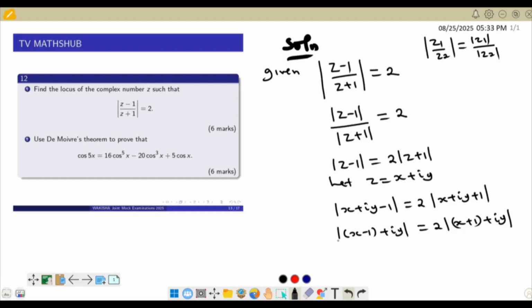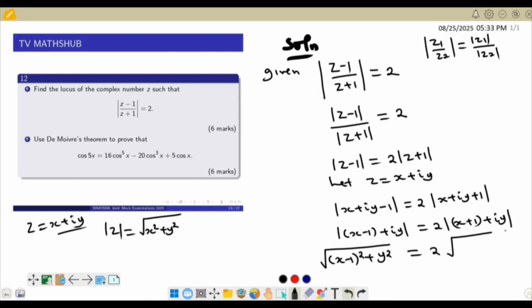We recall that the magnitude of z is the same as the square root of x squared plus y squared, if z is of the form x plus iy. Likewise, the magnitude of this is the same as taking the square root of (x minus 1) squared plus the imaginary part, that is y squared. This is the same as 2 times the square root of (x plus 1) squared plus y squared.